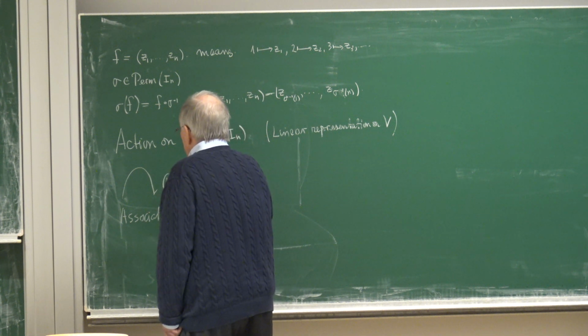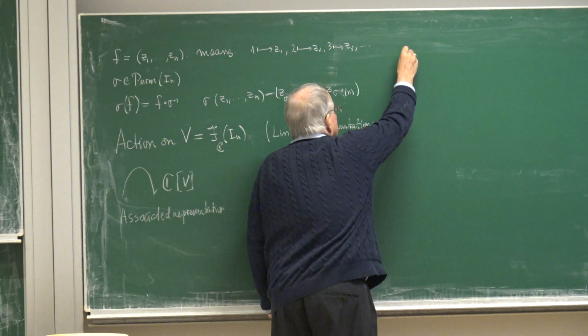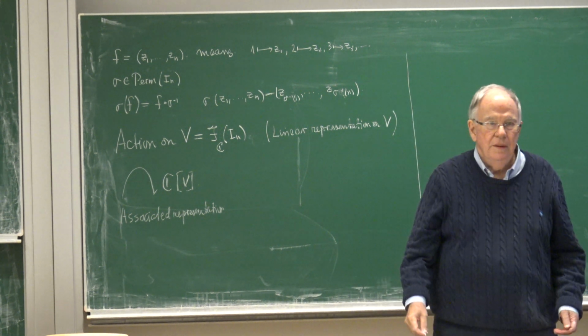On the polynomials of V. Is that confusing?